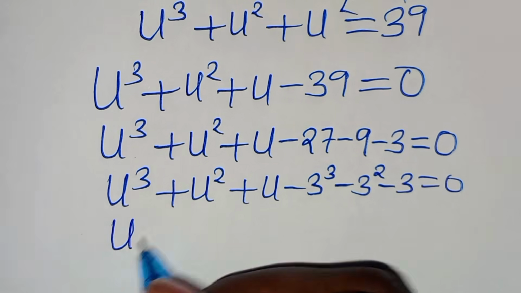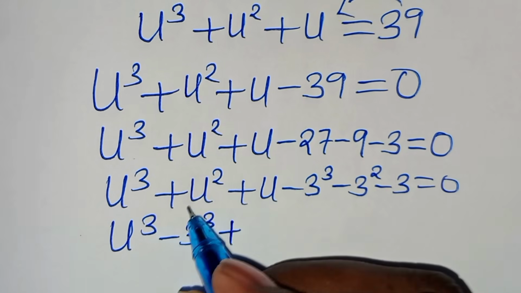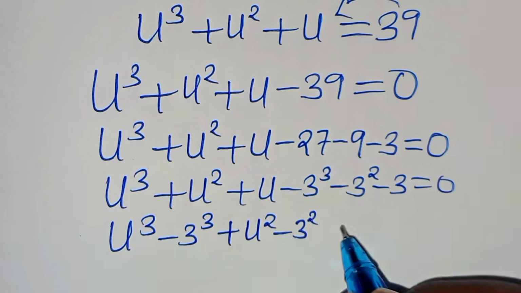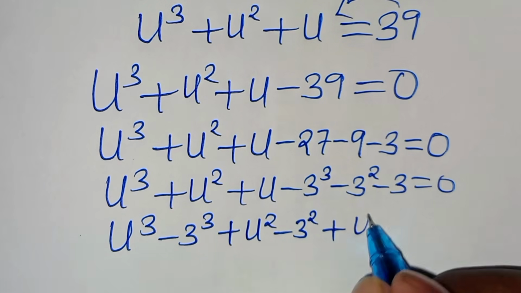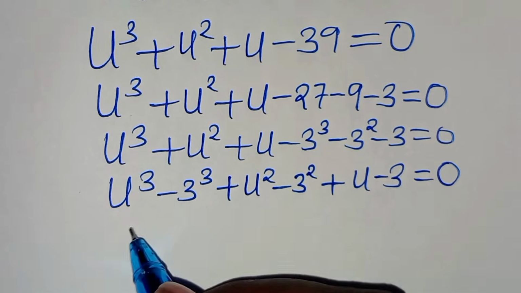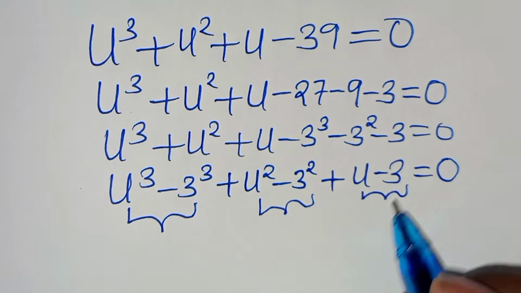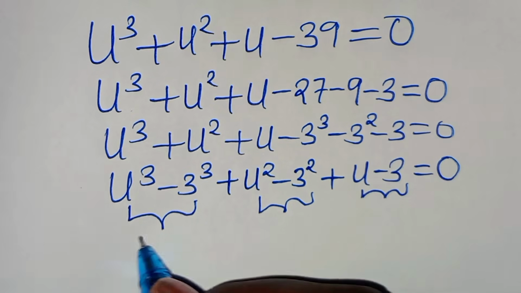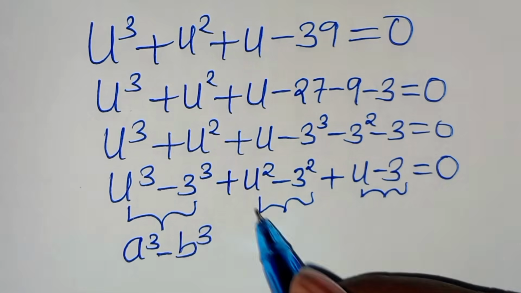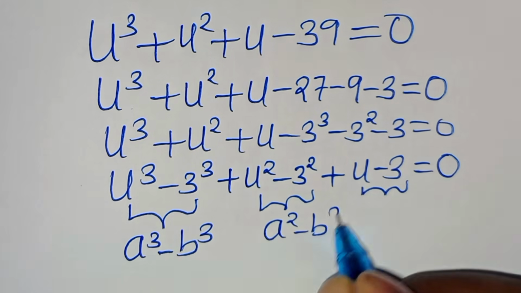So we have u^3 minus 3^3 plus u^2 minus 3^2, then plus u minus 3. This is equal to 0. Now we have got 3 parts here. The first part is the difference of two cubes, expressed as a^3 minus b^3. The second part here is the difference of two perfect squares.